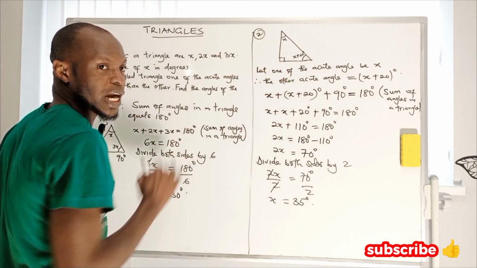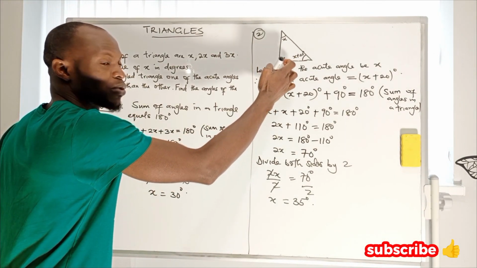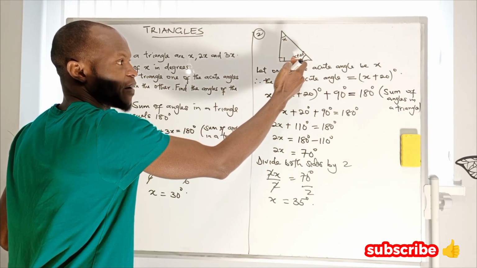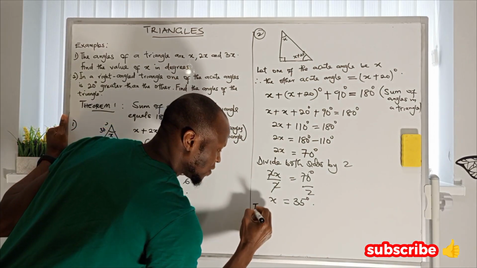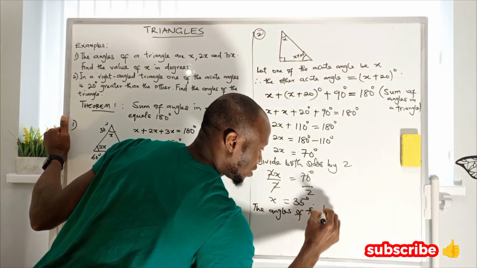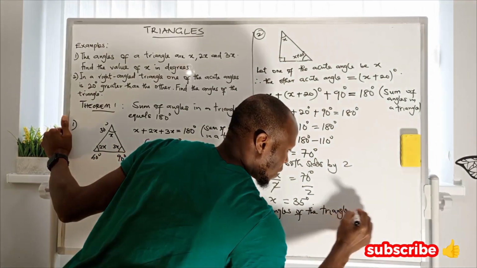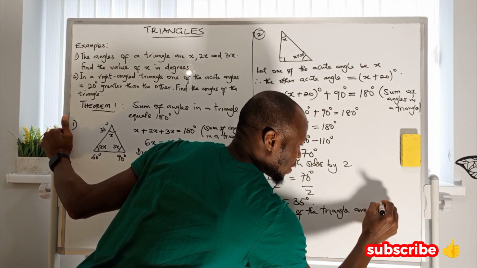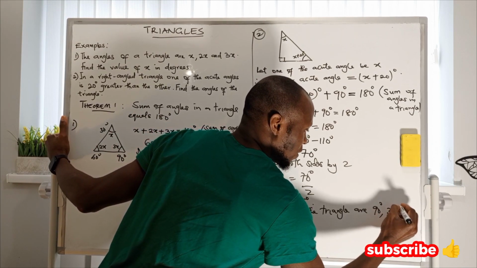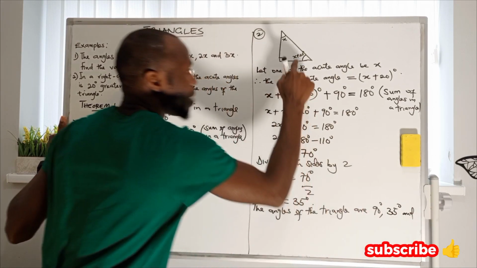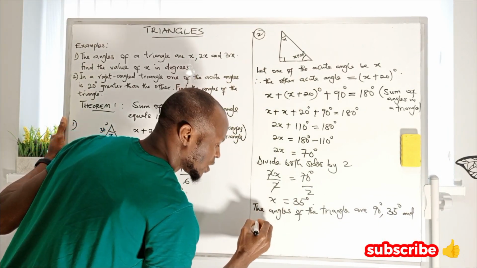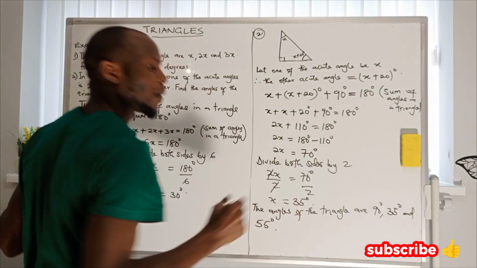So from this diagram that I've illustrated, the angles of the triangle will be what? 90 degrees, 35 degrees, and 35 plus 20. Okay, so the angles of the triangle are 90 degrees, comma, my x, which is what? 35 degrees, and my x plus 20, which is 35 plus 20, which is 55 degrees.